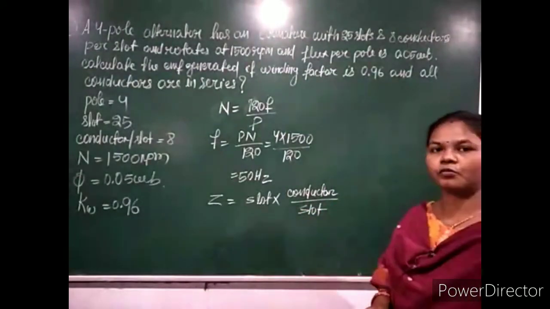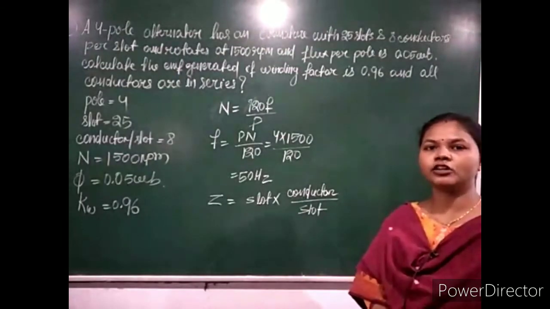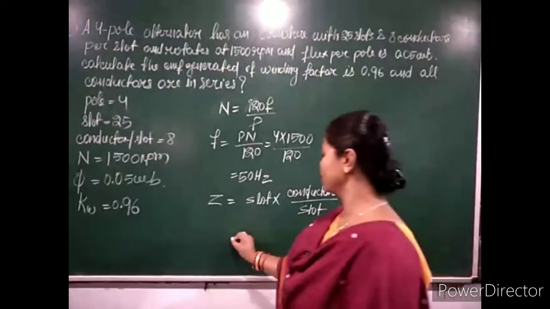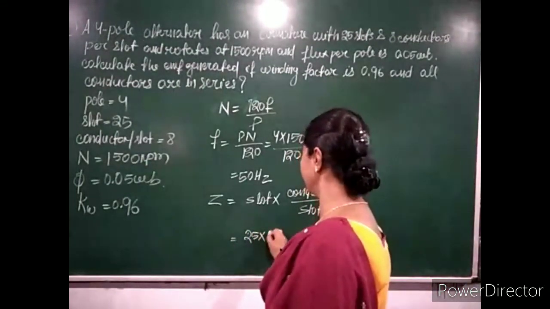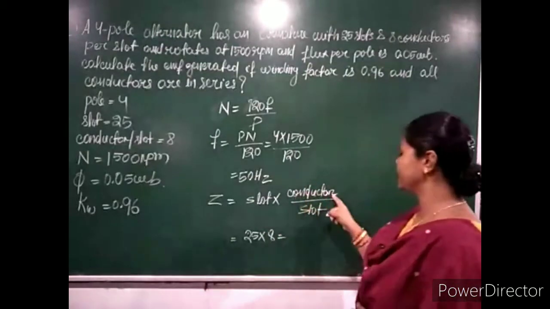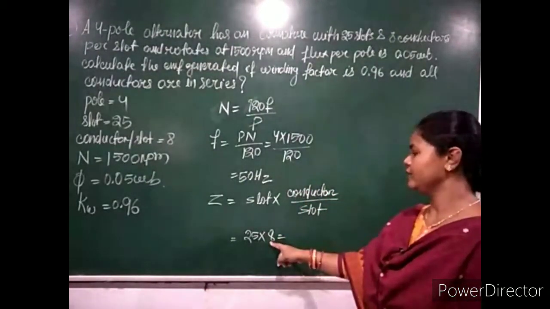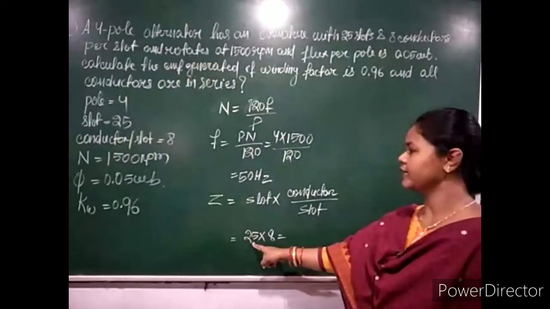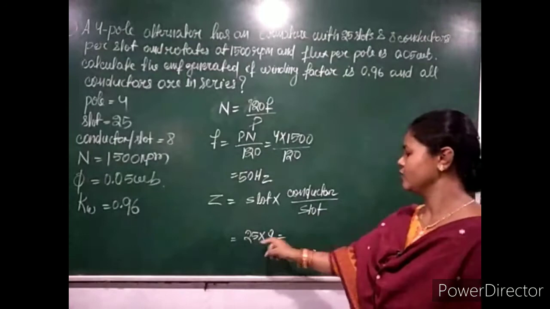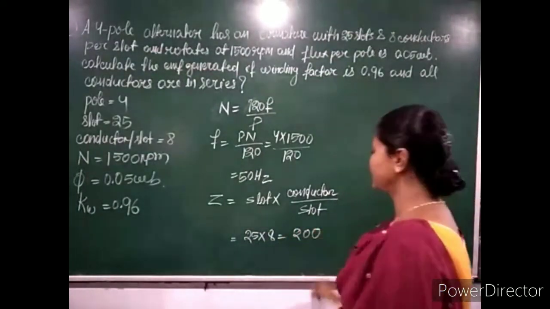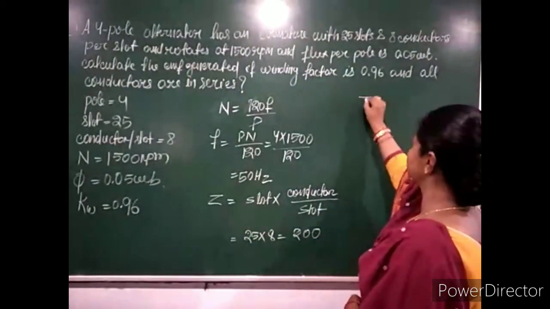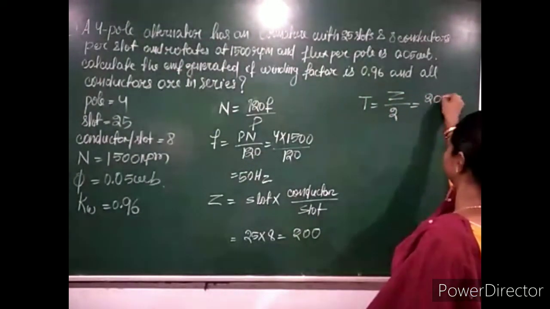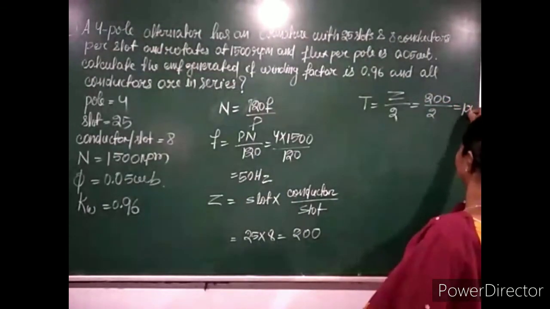Why do I use this formula? For finding the total number of conductors present in my given alternator. So here number of slots is 25 and number of conductors per slot is 8. If I multiply with the number of slots, I get the total number of conductors present in my alternator. It is 200. So number of turns is number of conductors by 2, that is 200 by 2, which gives 100.